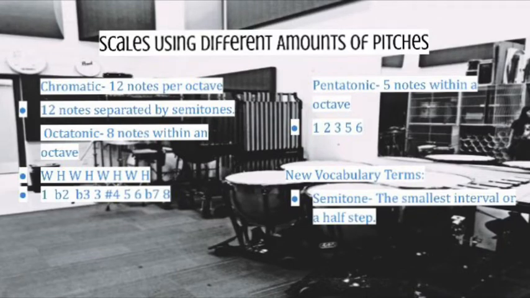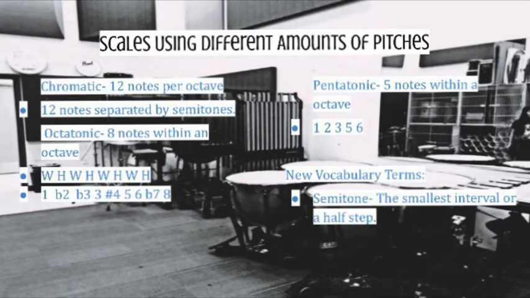Next, we're going to be talking about octatonic, which is 8 notes within an octave. And I know what you're thinking. Wait a minute. Major scale has 8 notes, and minor scales have 8 notes too. Are those octatonic? No, because that is now notated by a different quality, which is whole half, whole half, whole half, whole half. Those are the intervals between each note.